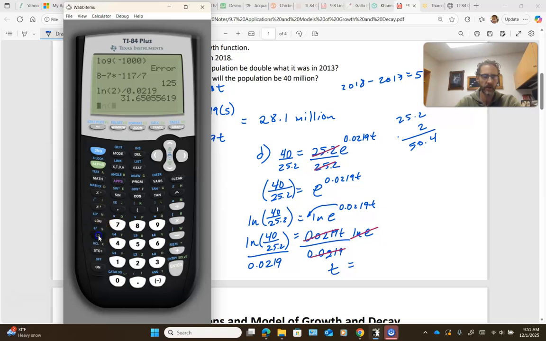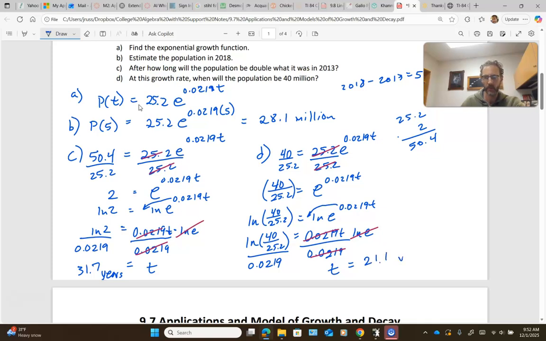So I'll say the natural log of, in parentheses I'll type 40 divided by 25.2. I'll close those parentheses, and then I'll divide that by that decimal. Now I'll hit enter. Alright, so this is my decimal approximation, roughly to the nearest tenth of a year. This would be 21.1 years. Okay, that's roughly the time it would take to reach 40 million. And of course we know it takes about 32 years to reach 50.4 million.